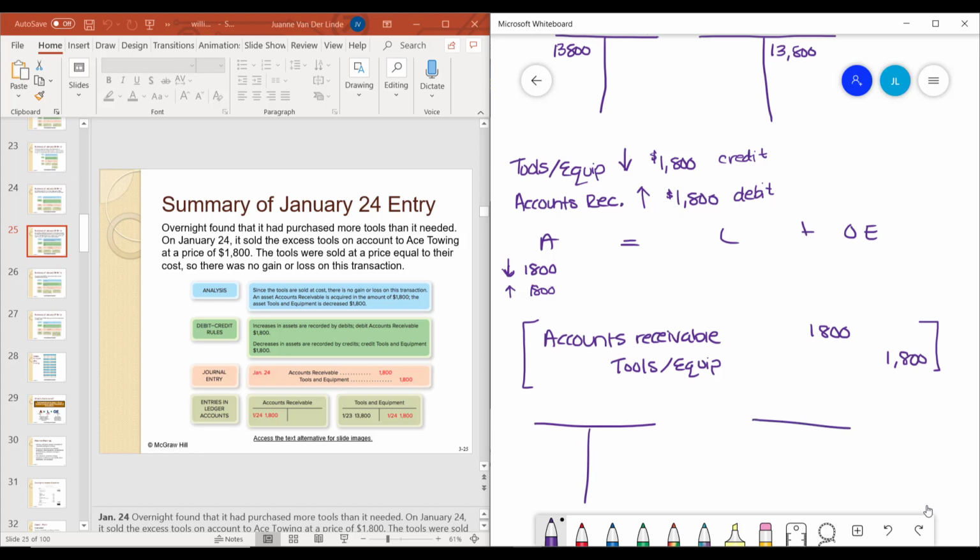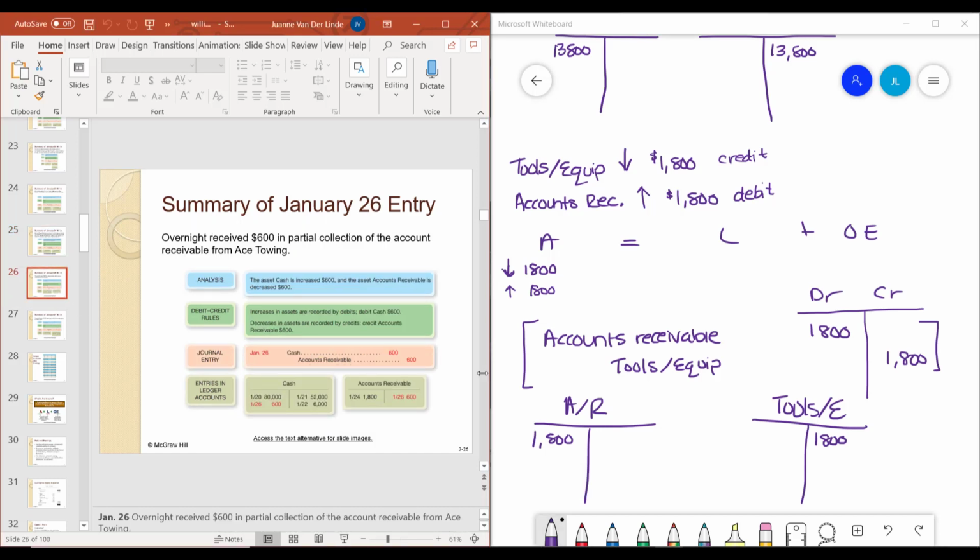But then it needs to be posted to the ledger as well. I have accounts receivable, and I have my tools and equipment account. Again, just copy what's being done here, because really the journal entry is a T account in disguise, just with explanations there. Accounts receivable is being debited for $1,800, so I put that number on the left. Tools and equipment being credited, so I put that number on the right-hand side there. Remember, debit side, credit side.